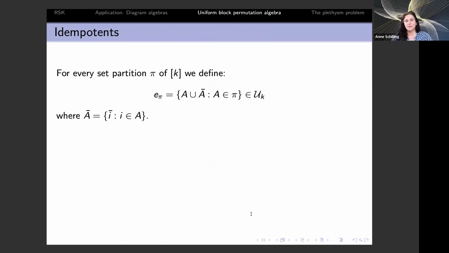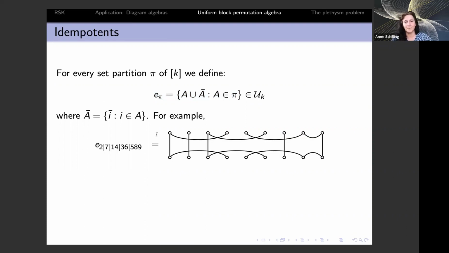To understand the representation theory of the uniform block permutation algebra, we need to understand the idempotents. The idempotents are given as follows. They are indexed by partitions, but now just of the alphabet K, not of K union K bar. We define them by taking pi, which is given in terms of blocks of unbarred letters, and then taking the same blocks for the barred letters. That's what I mean by A union A bar. Then I'm claiming that this is actually an idempotent.